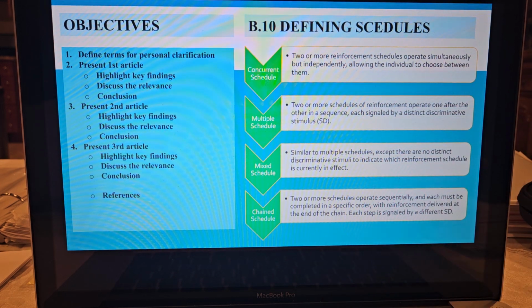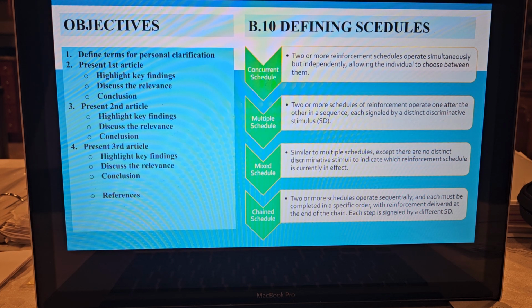This is just for my own knowledge. I thought it'd be good as a resource to just go back and reflect on what these schedules actually mean. I won't go ahead and read them for you. I won't insult your intelligence by reading, but they're right there for my own reference as well.